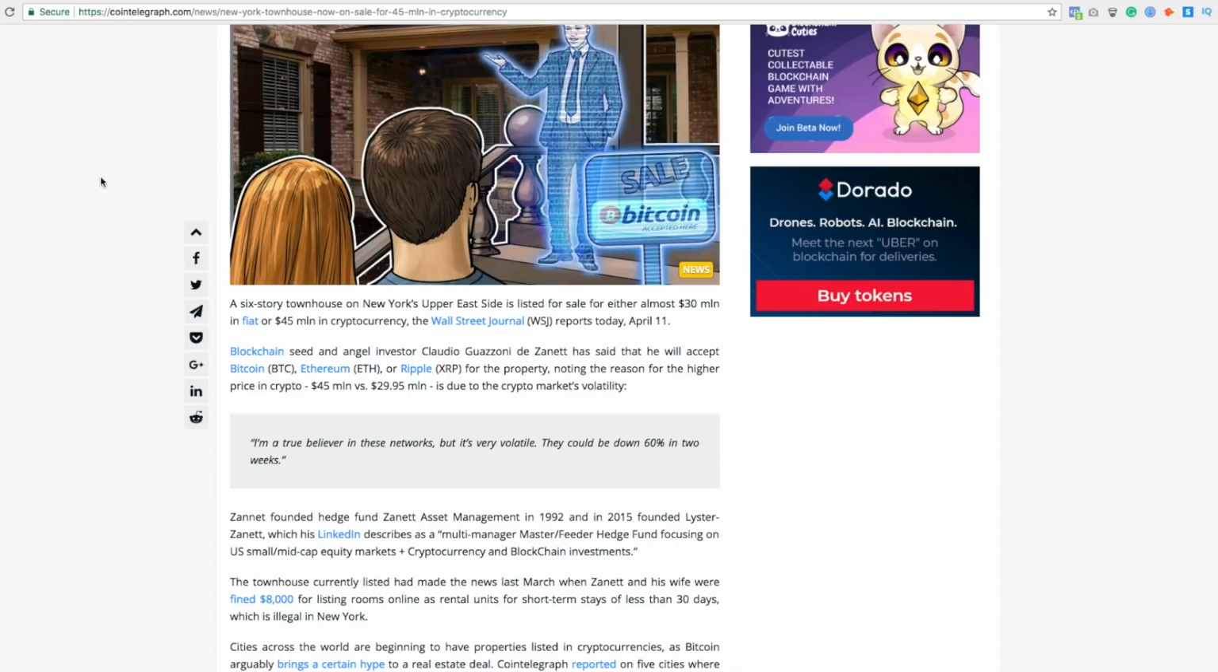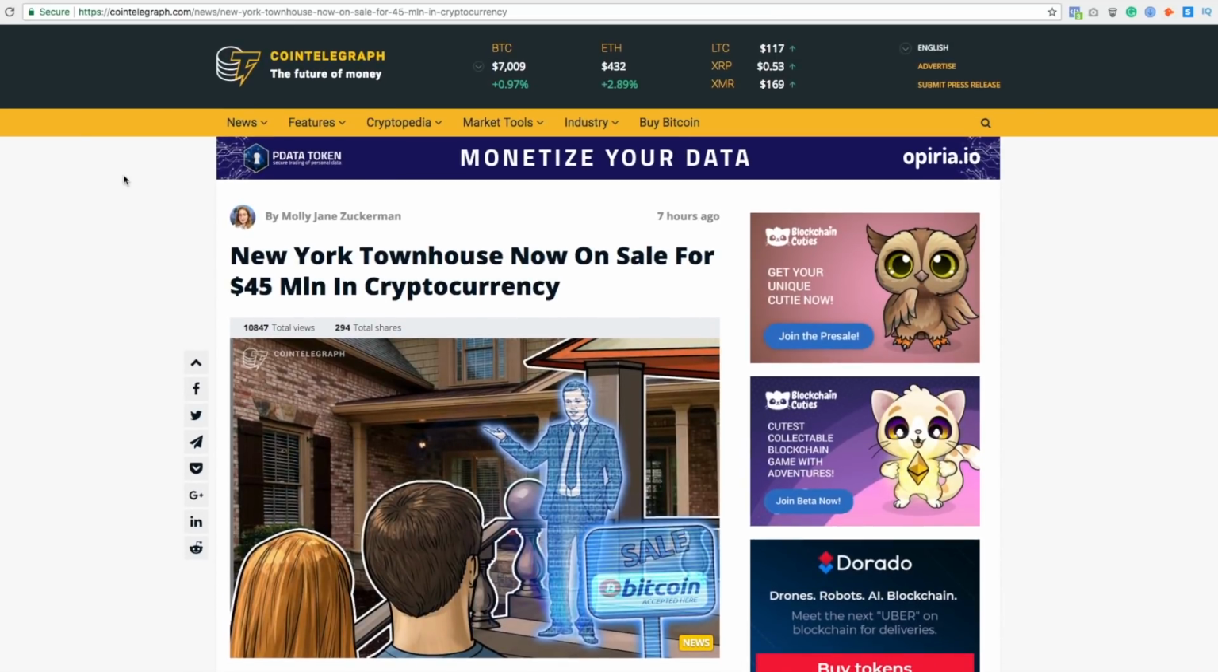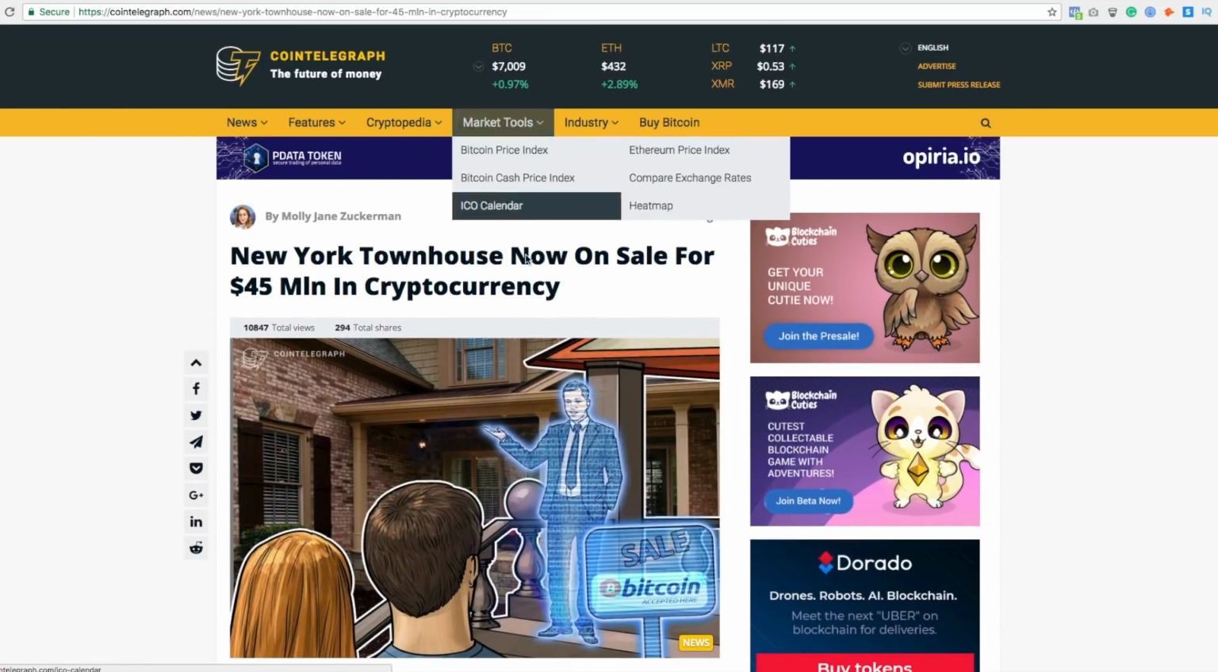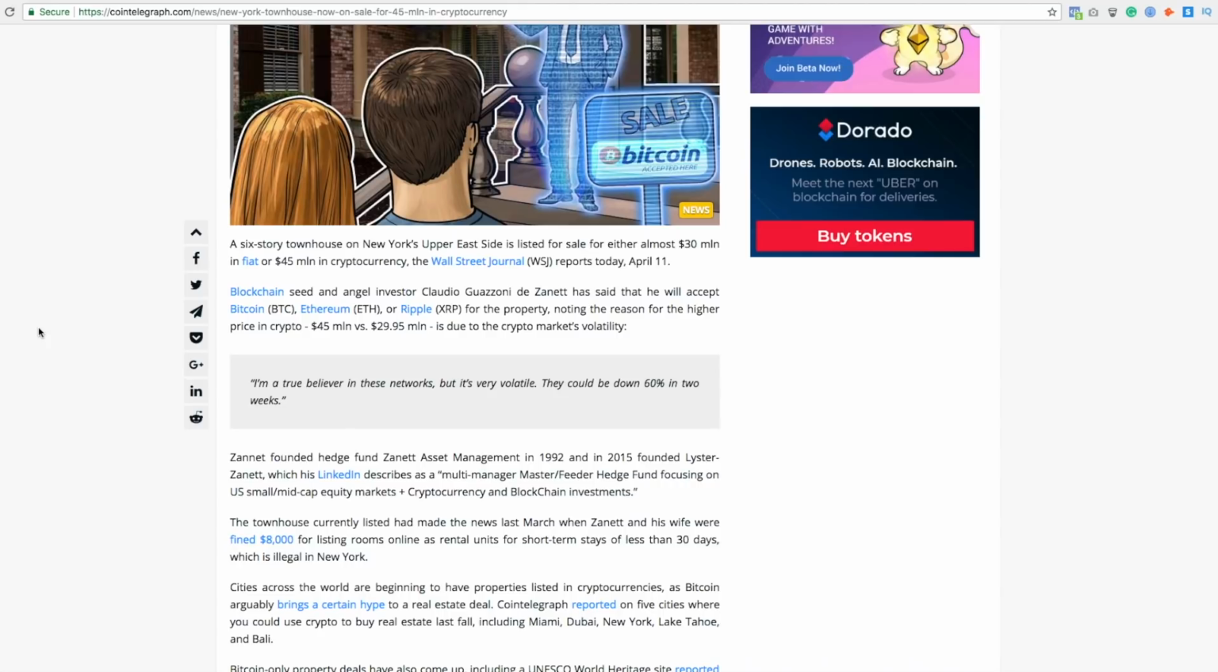And I know just by looking at this number, you guys are probably wondering, why on earth is it $15 million more in cryptocurrency? Well, as you can see, Gallardo has also said that he will accept Bitcoin, Ethereum, or Ripple, and noting that the reason for this price fluctuation is due to the cryptocurrency market volatility. Because I'm sure just by looking at the cryptocurrency market volatility, we're seeing prices go up, prices go down. For the most part, it is just staying stagnant.